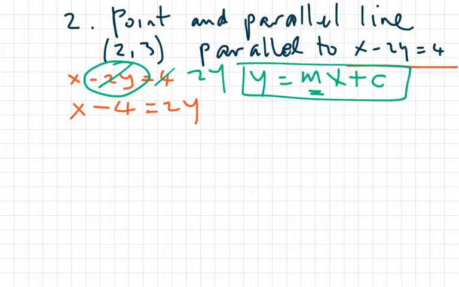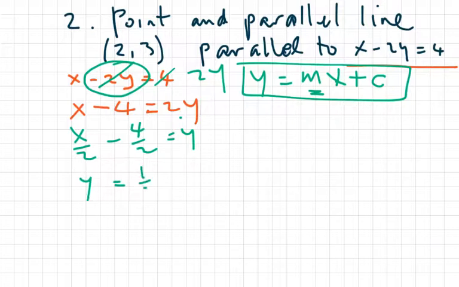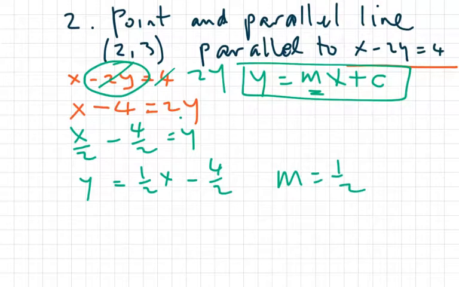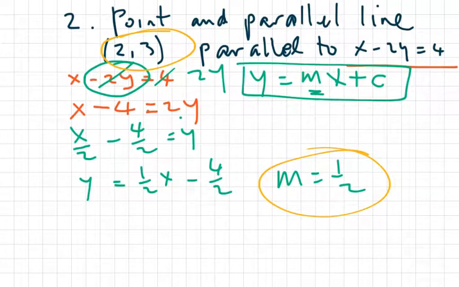So it's nearly in this format here, but I've got 2y, so I need to divide the whole thing by 2. So it's going to be x over 2 minus 4 over 2 is equal to y. And if I rewrite that into the form, I'm going to get y is equal to a half x minus 4 over 2. So m is equal to a half. Now at this point I have my point, I have my 2, 3, and I have my slope.